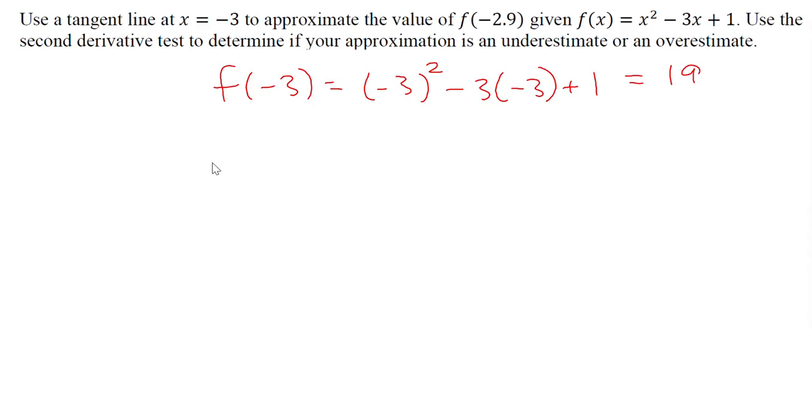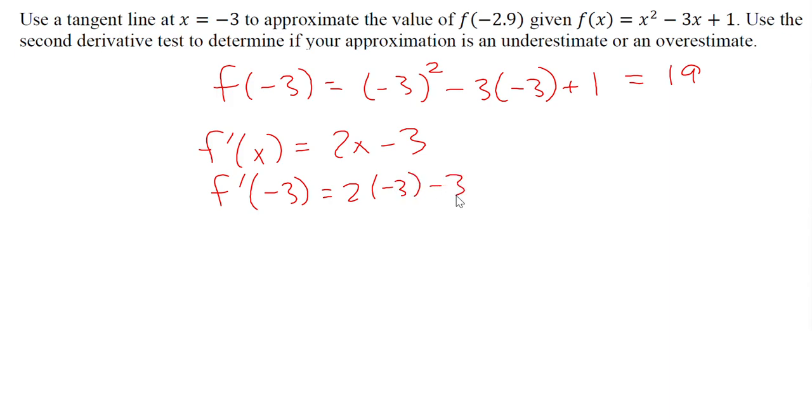And then we want f prime of x. F prime of x is 2x minus 3. And so f prime of -3 will be 2 times -3 minus 3, which is -6 minus 3, or -9. So there's our point and our slope.